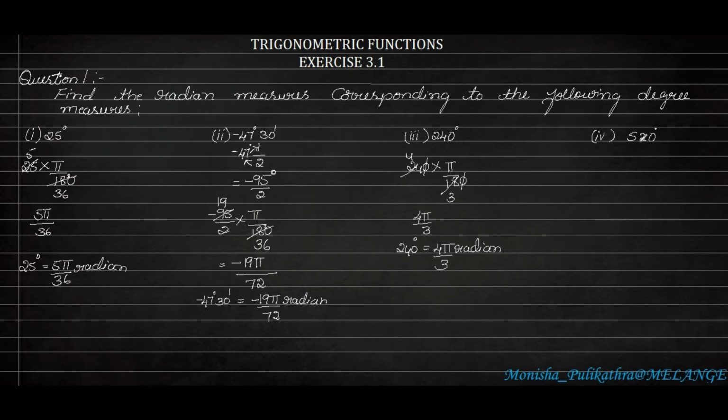So 520 degree we need to convert into radian. Therefore, multiply it with pi by 180. 520 into pi by 180. Here the zeros get cancelled. Next I will divide the two numbers.